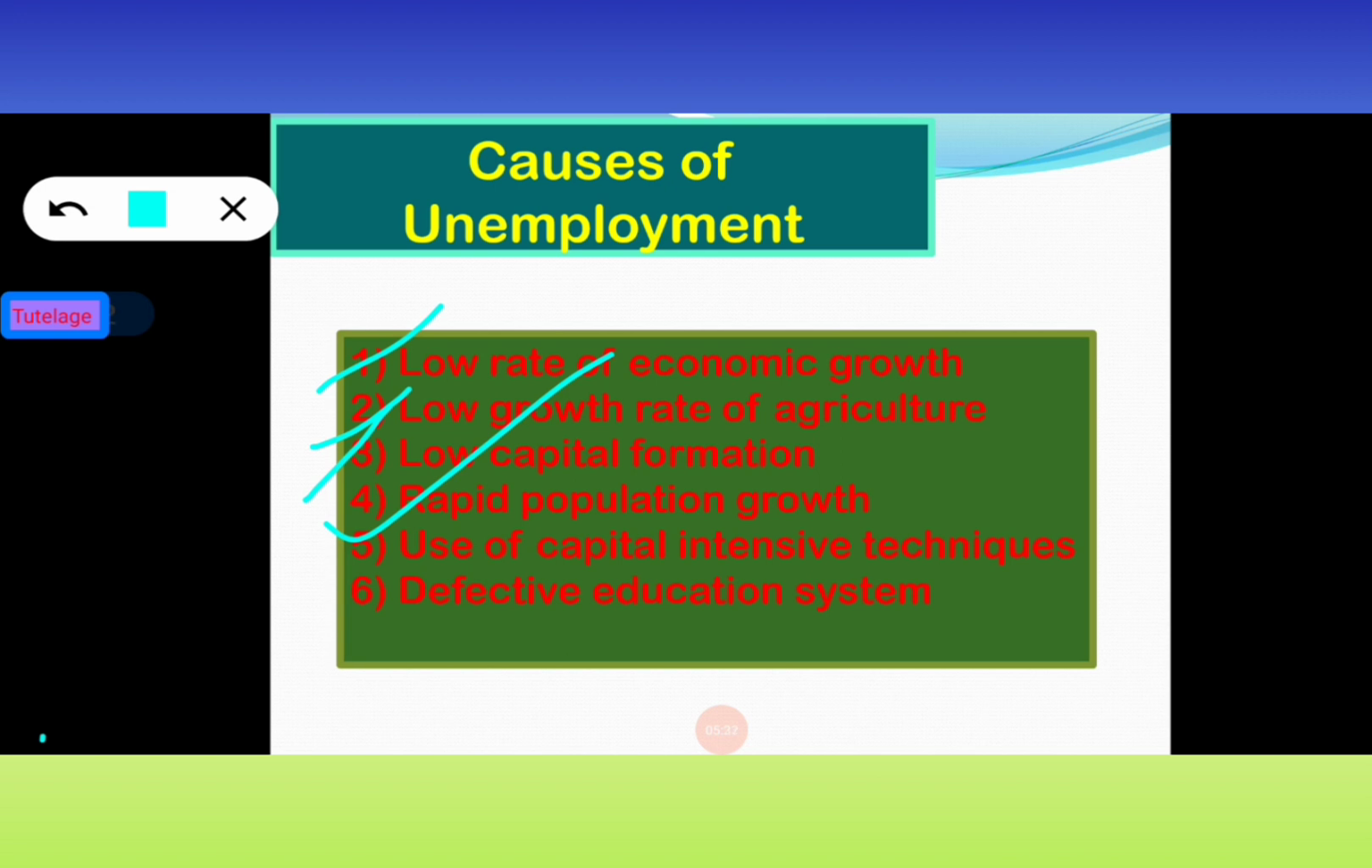Now move on to the next point, that is use of capital intensive techniques. We have already told capital intensive technique. We were using capital intensive techniques in the modern industrial sector, and that basically implies the situation of unemployment, and that is one of the most important cause of unemployment also. So use of capital intensive techniques is one of the most important point.